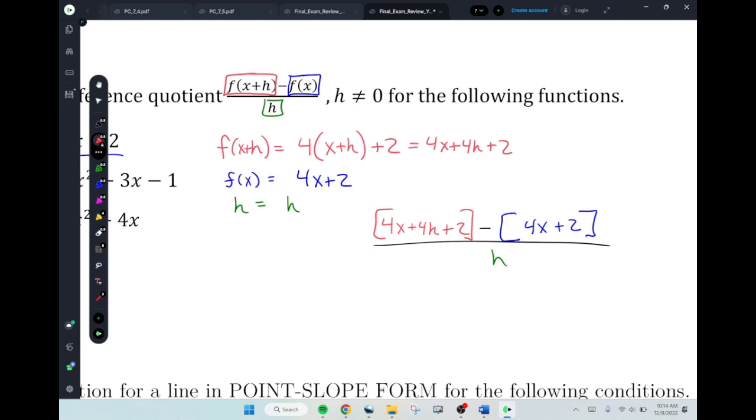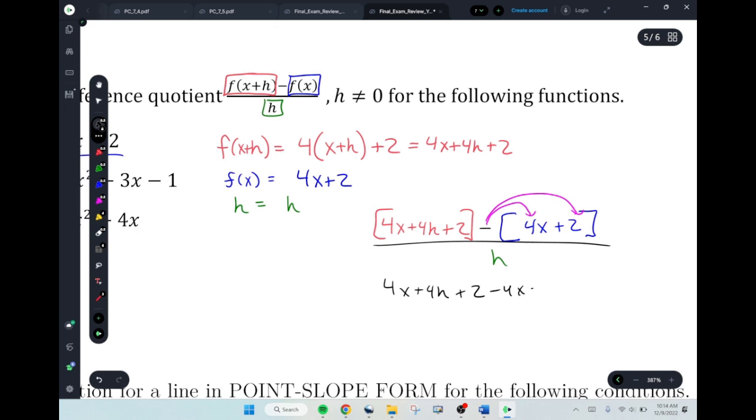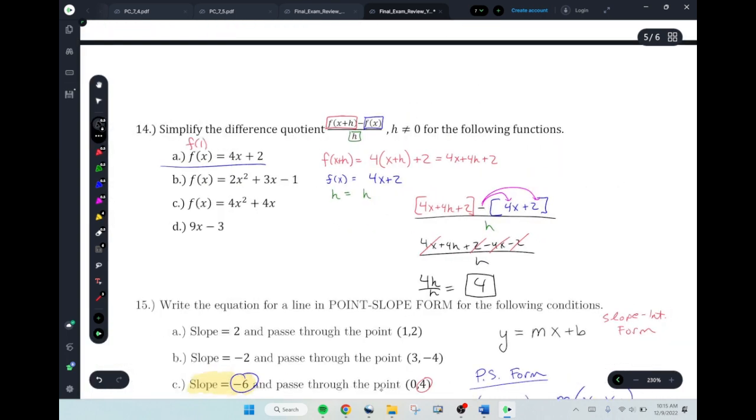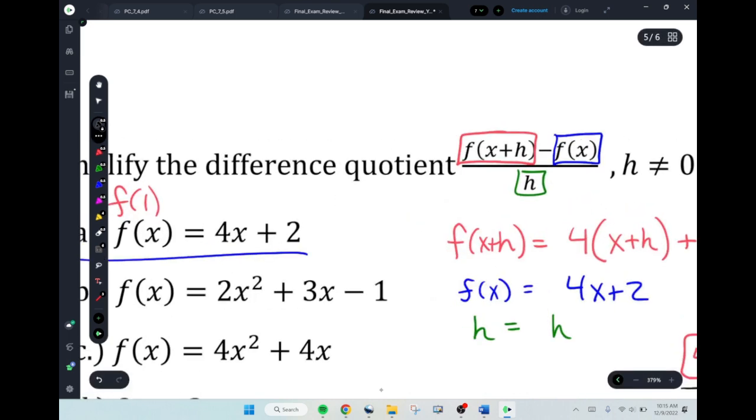Did anything cool happen cancel-wise? What's going to cancel? Watch, this negative gets distributed, right? So we end up with 4x plus 4h plus 2 minus 4x minus 2 over h. What cool thing happens there? The 4x's and the 2's cancel. And you're left with 4h over h, which equals 4. Done.